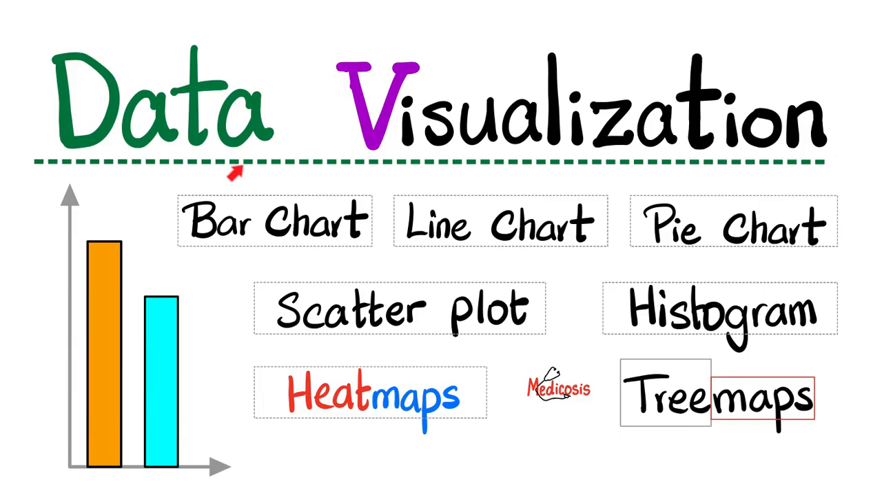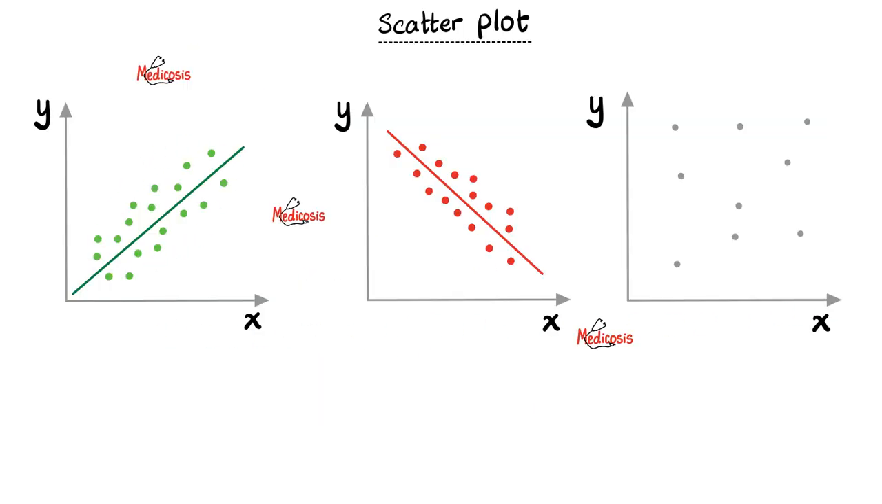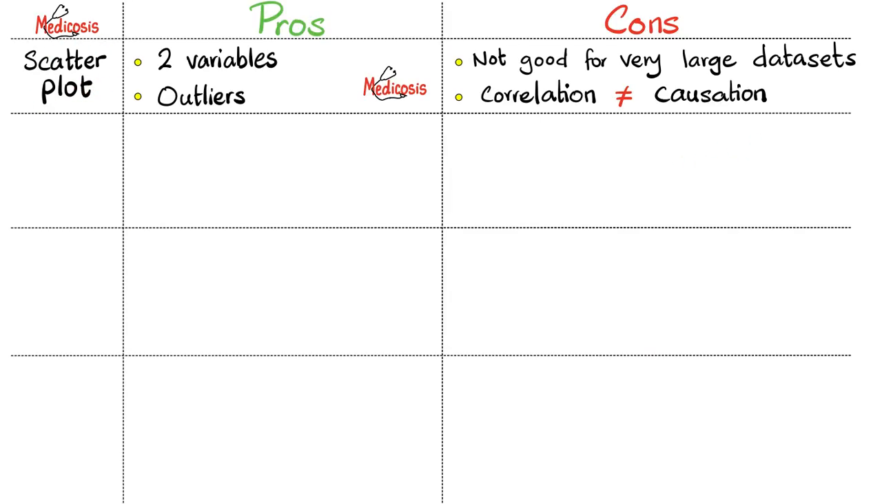In my video titled Data Visualization, we have talked about scatter plots. Just like these, a bunch of points scattered. That's why it's a scatter plot. What are the pros of using a scatter plot? You can deal with two variables and you can see if an outlier exists. What is a statistical outlier? It's the weirdo, statistically speaking.